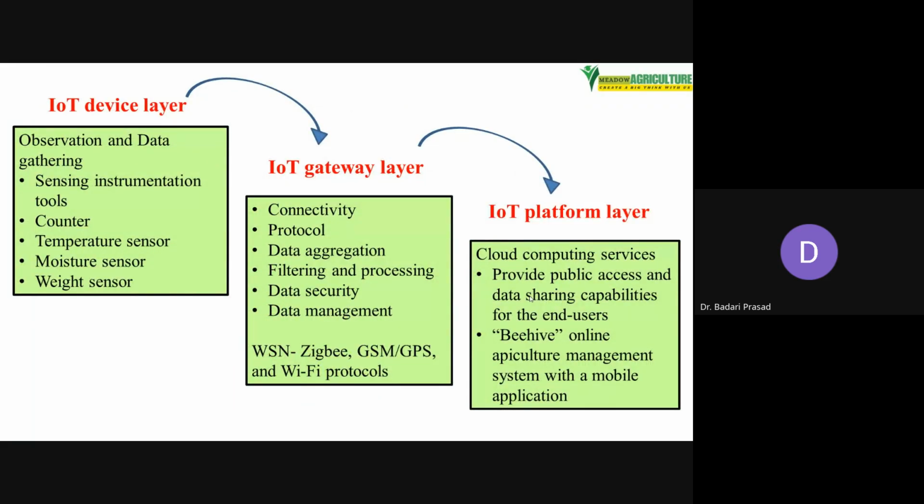So how does it work exactly? At the base layer, there is observation and data gathering. Sensing instruments and tools will be there, like a bee counter, temperature sensor, moisture or humidity sensor, and weight sensors. There are various sensors deployed in the beehive. All these sensors will give exact data: how many bees went out, how many bees came in. It is very crucial, as bee movement is a very important step to monitor any healthy colony.